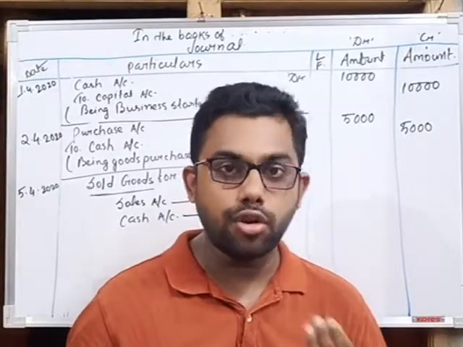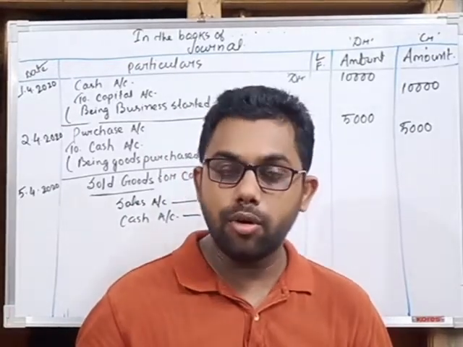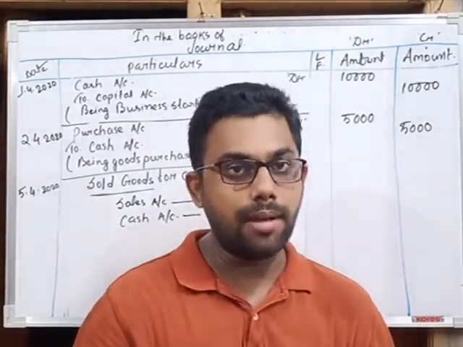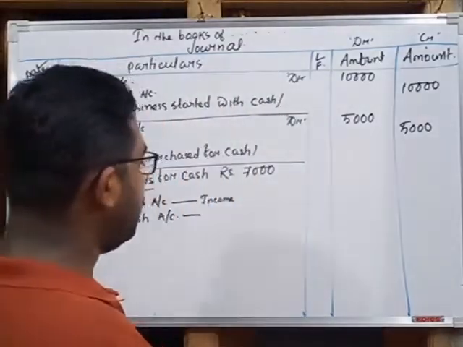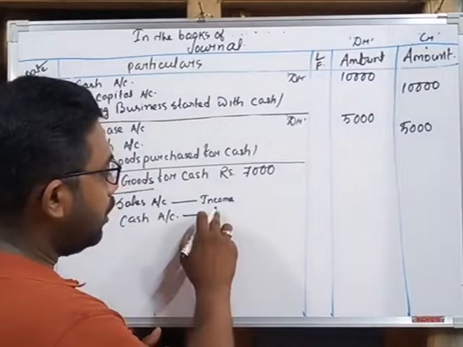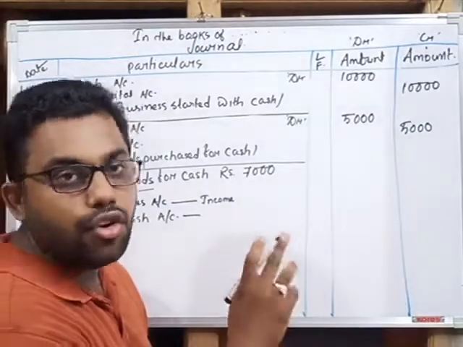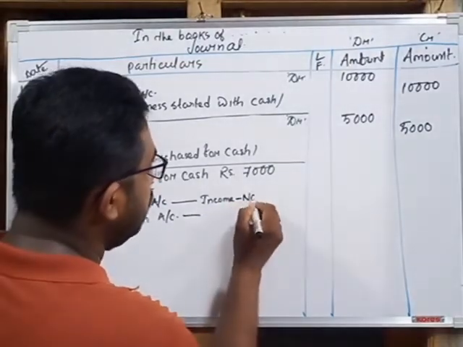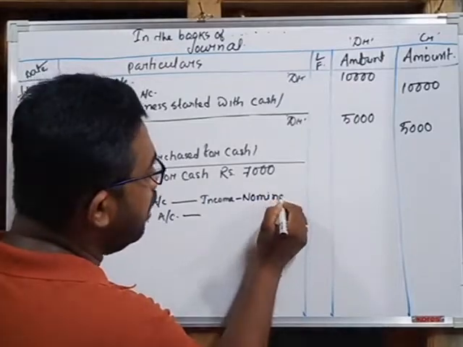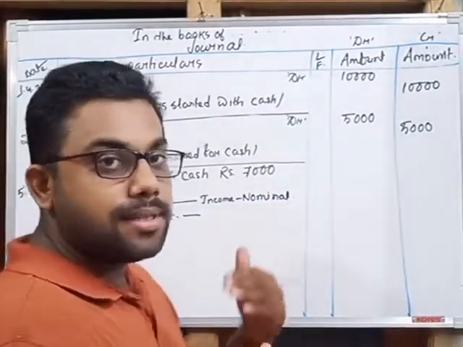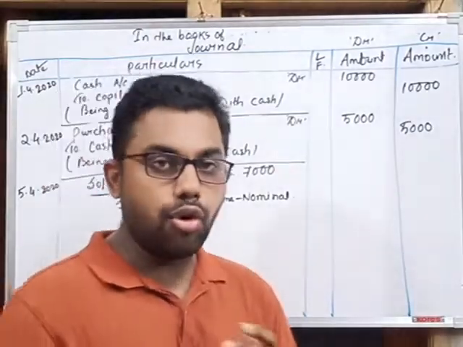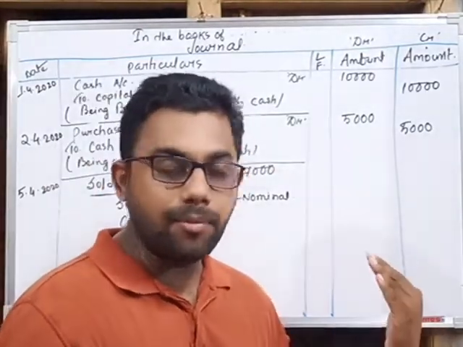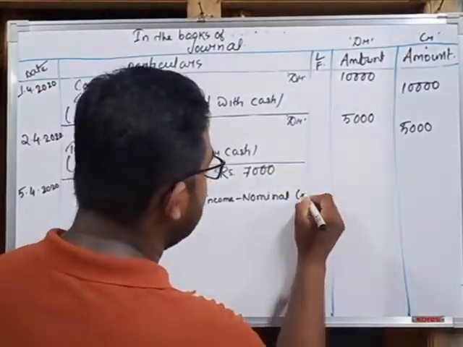that means we have spent. When we sell something, we have earned income, which we receive after selling. So sale is income. And income falls under nominal account, because in nominal account all expenses and losses are debit and all incomes and gains are credit. So sales is our income, so it is credited.